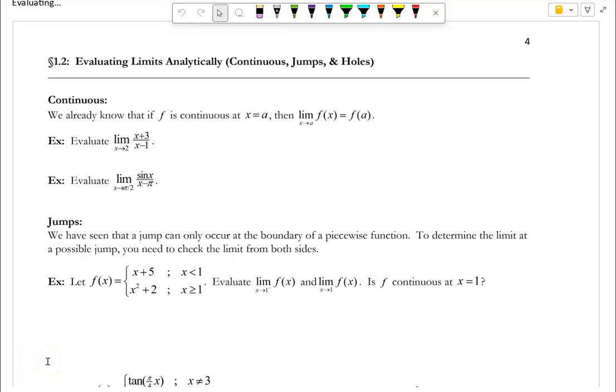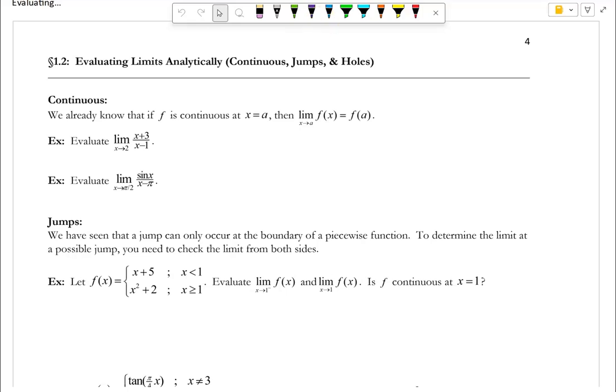In lesson 2, our goal is to evaluate limits analytically. For this lesson, we're going to focus on where our function is continuous, where we have a jump or a hole. In the next lesson, we will talk about vertical asymptotes and how to evaluate limits and end behavior. When we're evaluating limits analytically, what we mean is from the equation, so we don't have the picture, we don't have the graph.